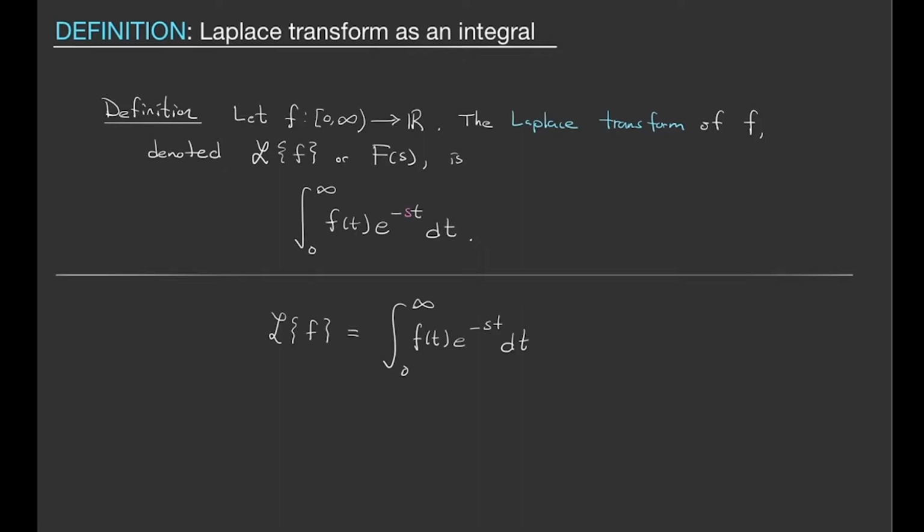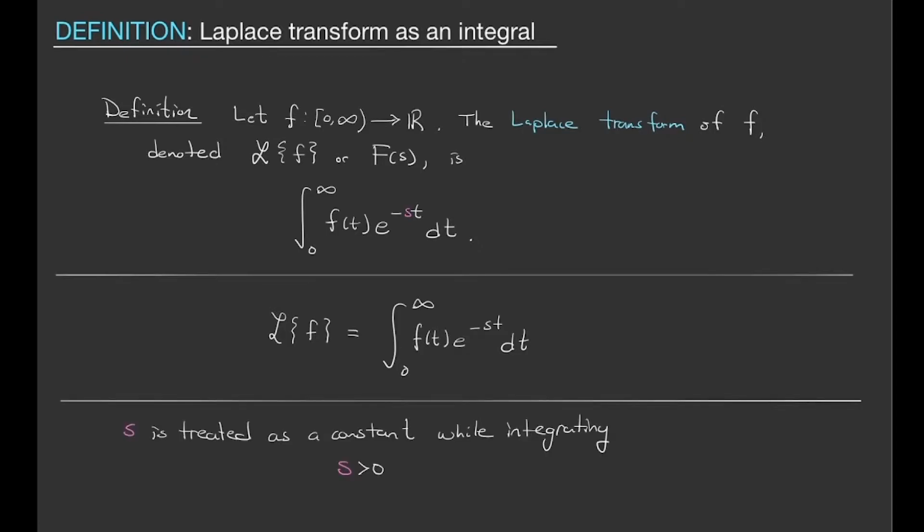At the same time, when we actually compute using this integral, we'll want to make note that s is going to be a constant as we integrate, since we're integrating with respect to t. S is treated as a constant. And in particular, we'll treat s as being positive, which will have an impact on the computation of limits. Let's go ahead and do a direct computation using this integral definition.